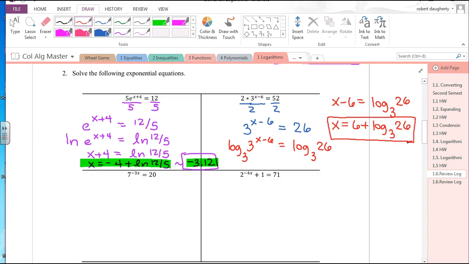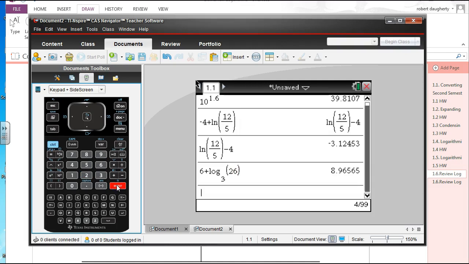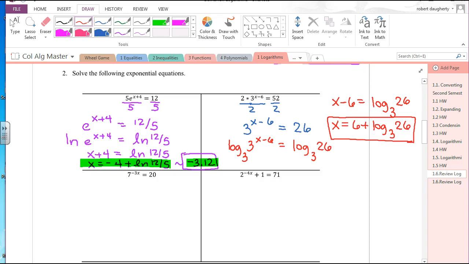If I want to approximate that on my calculator, 6 plus log base 3 of 26 is 8.965. So that's my approximate answer.